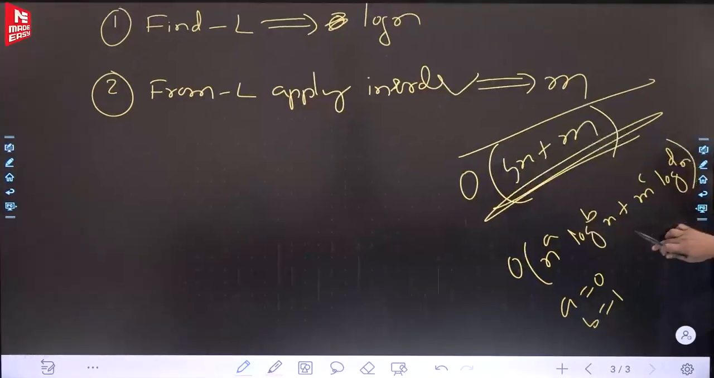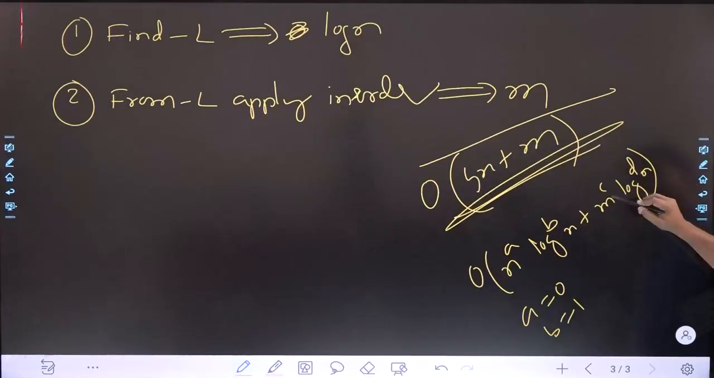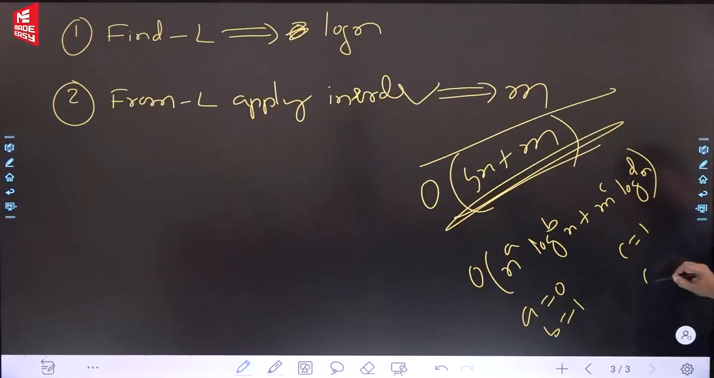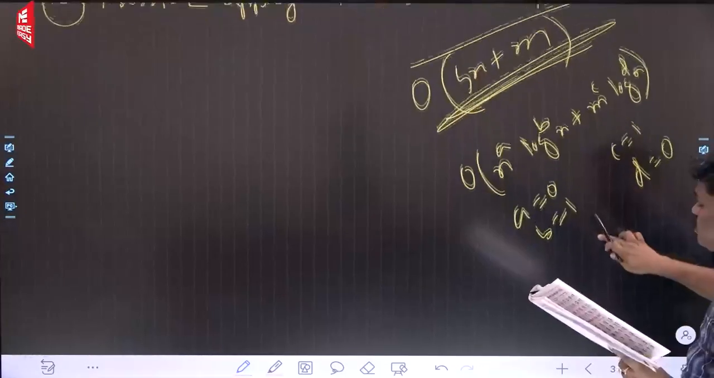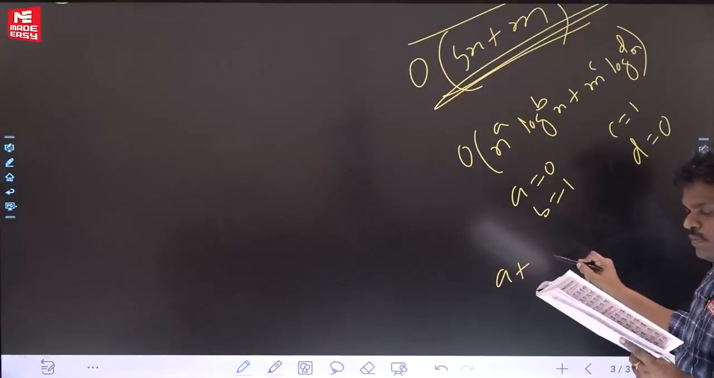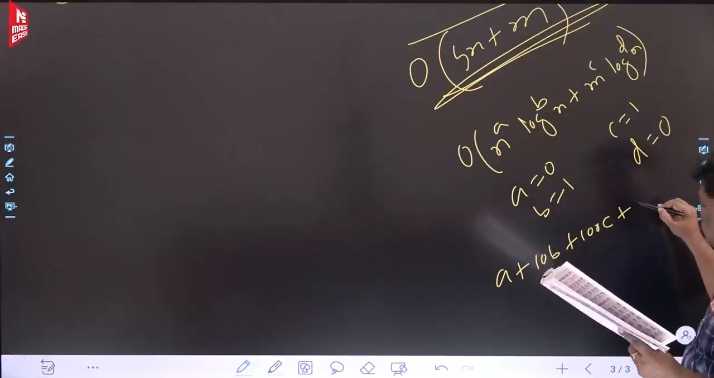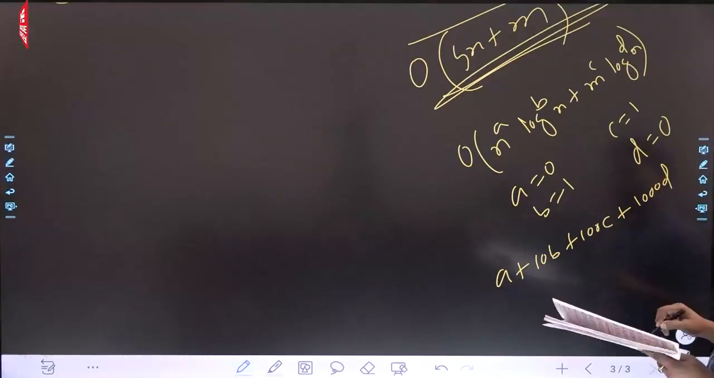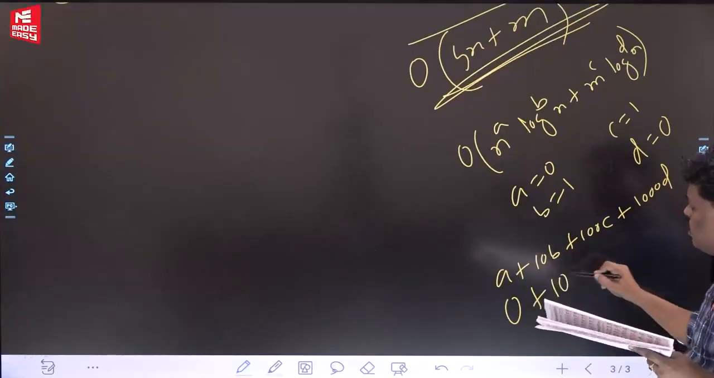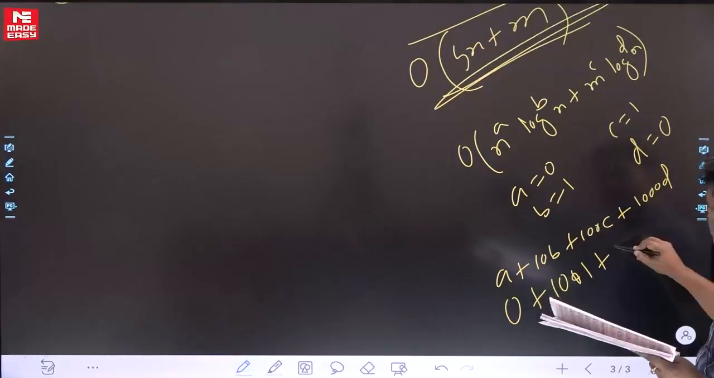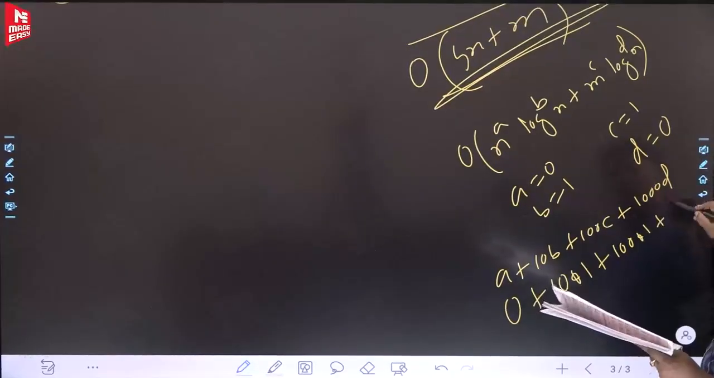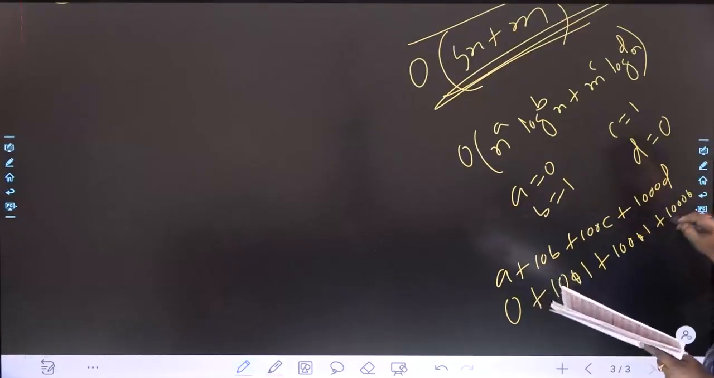What about this one? m^C log^D n. M is required, so C is 1, and D is 0. If D is 1, log n will be there, so D is 0. Finally, what is the question asking? A plus 10B plus 100C plus 1000D. A is 0. What is B? 1, so 10. What is C? 1, so 100. What is D? 0.